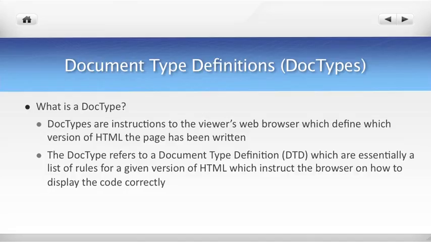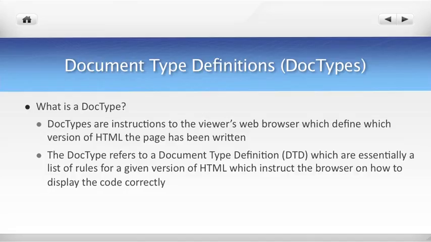Document type definitions, or doc types as they're commonly referred to, are instructions that you provide to the viewer's web browser so that the web browser will understand precisely what version of HTML you intend to author, so that web browser can interpret your code properly. As we learned earlier, HTML, like all technologies, is a moving target. Tags come, tags go, rules change with time, leaving the web browser to have to struggle to understand what it is that you're trying to write from a code point of view.